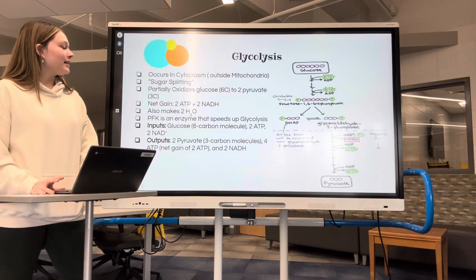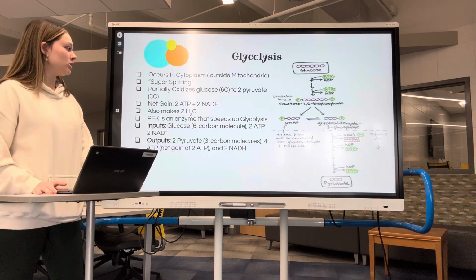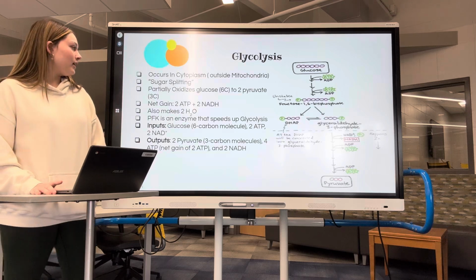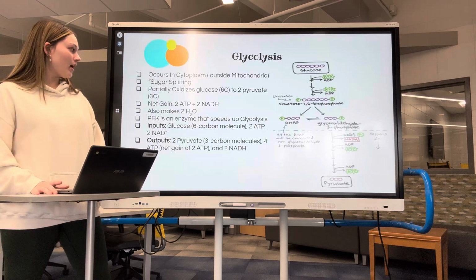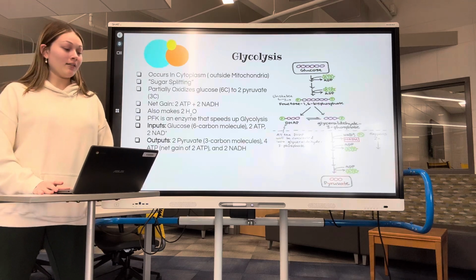It partially oxidizes glucose, a 6-carbon molecule, to pyruvate, which is a 3-carbon chain. It has a net gain of 2 ATP and 2 NADH. It also makes 2 H2O. PFK is an enzyme that speeds up glycolysis.